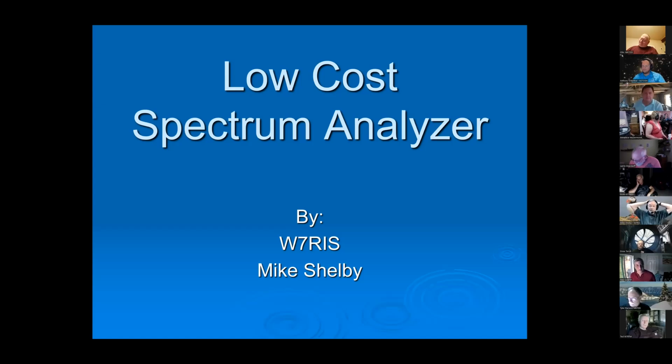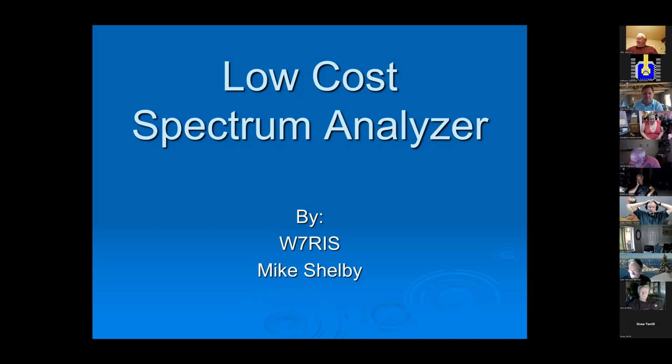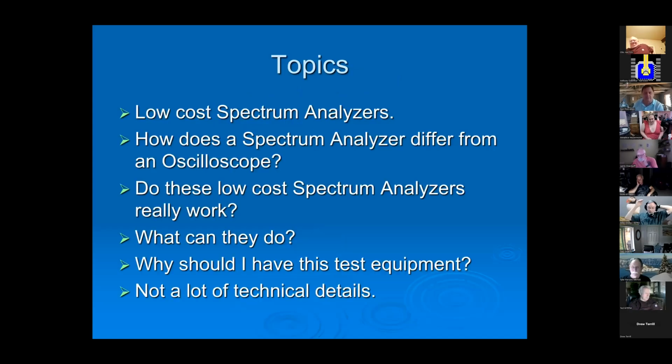Okay, so tonight I thought we'd talk about low-cost spectrum analyzers and look at some of the pros and cons of using something like that and see if it might meet your needs. I've spent a lot of time talking about the low-cost VNA, vector network analyzer, that you can get for anywhere from $60 to $150, $170, and how that's kind of revolutionized things.